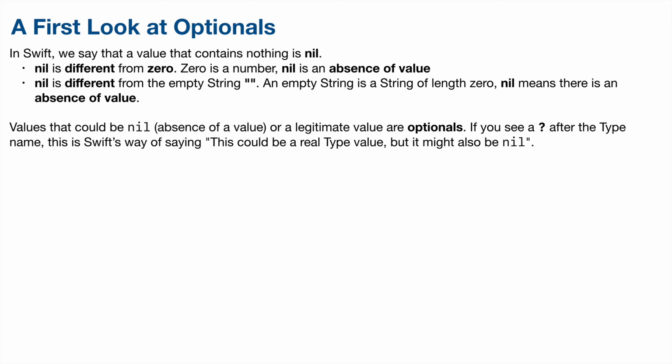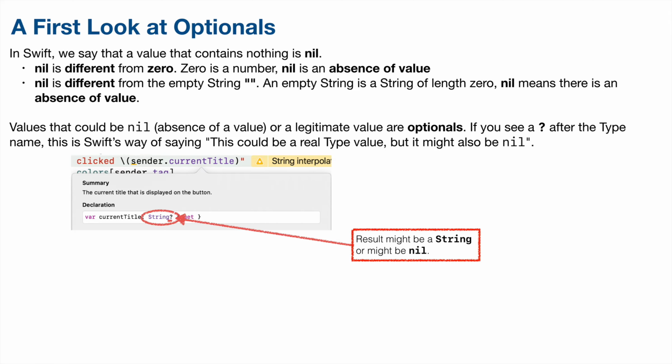We'll have more on this later, but for now, if you see the question mark after a type, that's Swift's way of saying, hey, this could be a real type with a real value in it, but it might not. It might contain nothing. It might be nil. Now, if you option click on top of current title, you see that current title says it's a String with a question mark. So this is an optional value. It might be a string, or it might be nil.